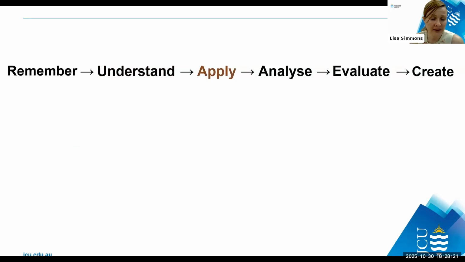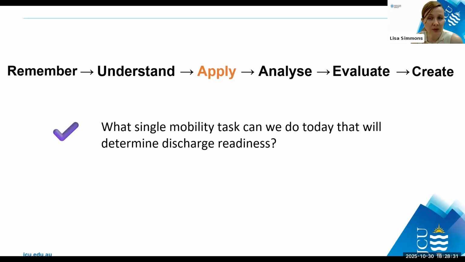In apply, the learner uses their foundational knowledge and applies it to the patient and that specific context. A good question might be, what single mobility task can we do today that will determine discharge readiness? So this is a good question because it picks a straightforward task and has a clear sign of success. Okay, the learner knows precisely what you're checking and can aim for it without guessing.